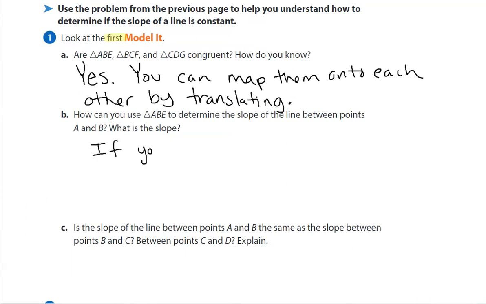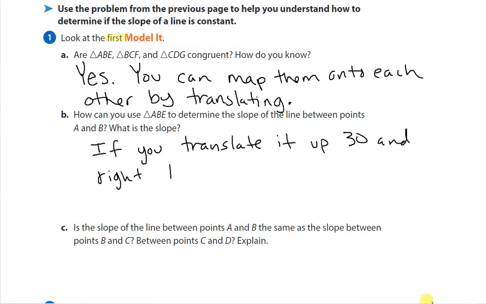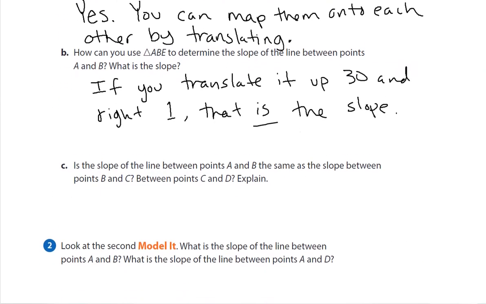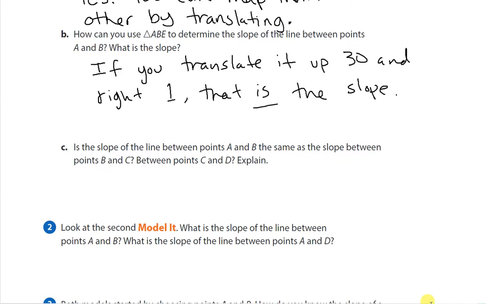If you translate it up 30 and right 1, that is the slope. There you go. And then remember, if I'm going too fast, just pause it, rewind it, whatever you gotta do. That's the joy of video.